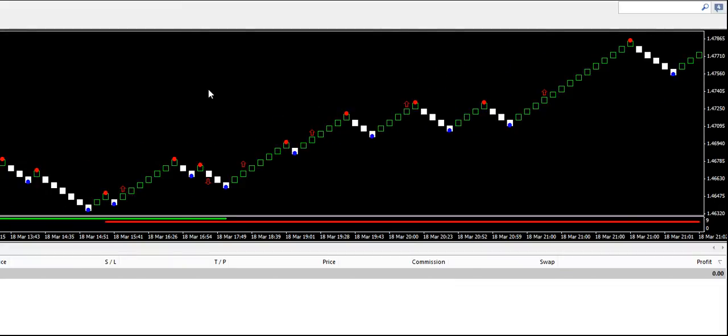So that's our market recap today for the British pound versus US dollar, using our very powerful yet simple zigzag indicator and combining it with either horizontal or angled trend lines.